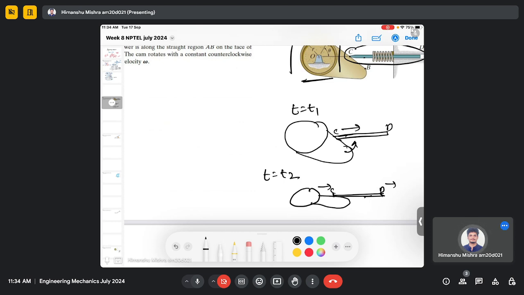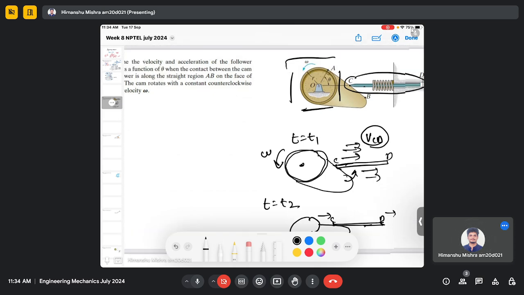So there is a translation of CD towards the right side, and it has some velocity with which it is translating to the right, right? Let's call it VCD, and at this velocity the bar CD translates in the right direction. This motion is due to the angular motion omega of the cam, right?